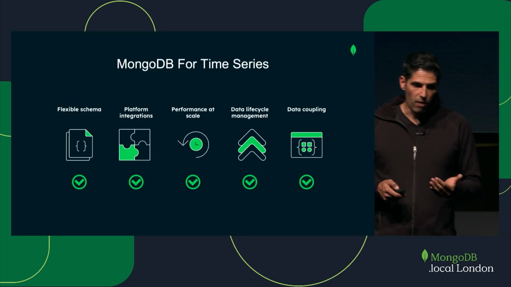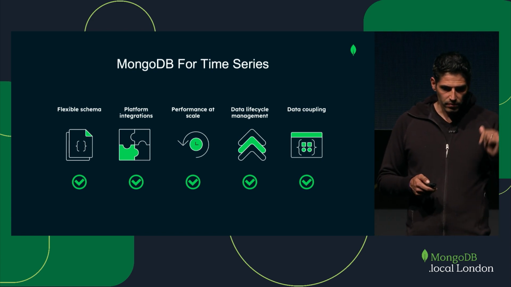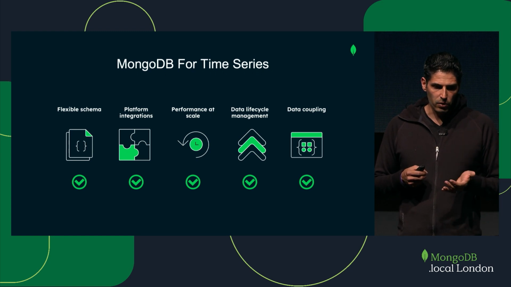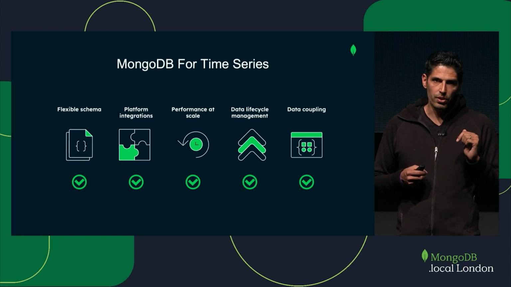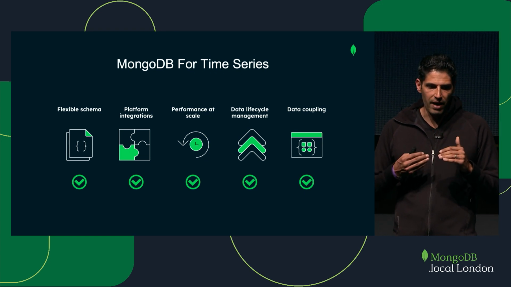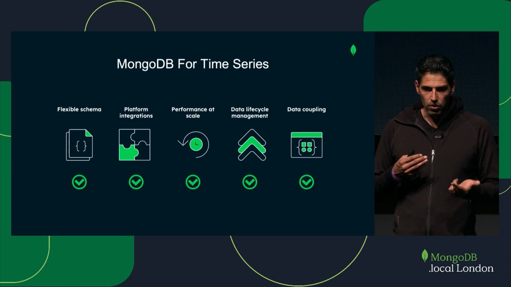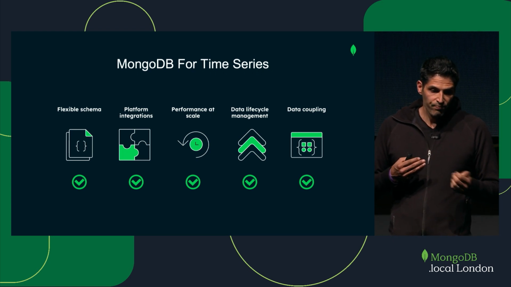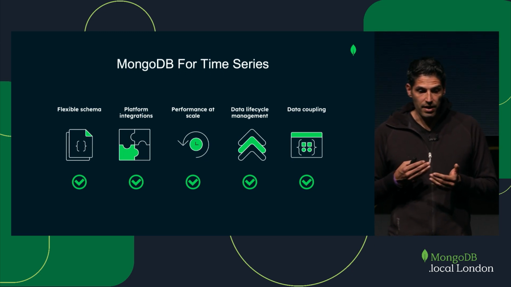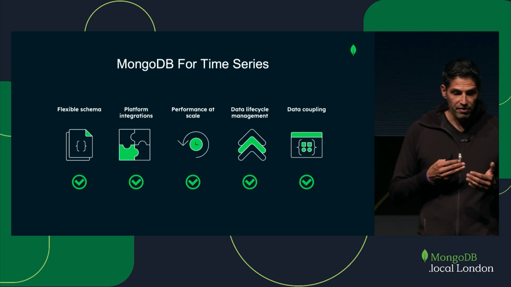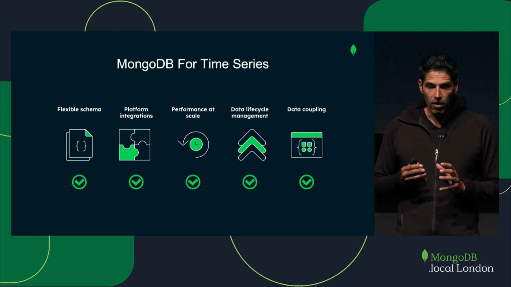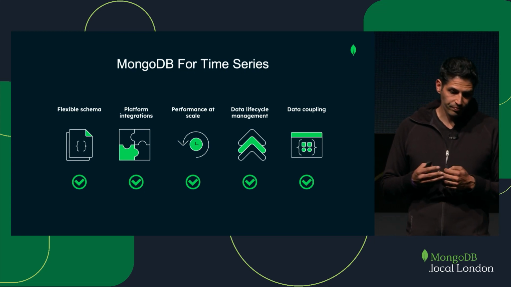So when we talk about MongoDB for time series, you can have flexible schemas. So you can use rich data models. You can change your models faster. You can also include objects or arrays if you wish. Platform integrations, I already talked about online archive, charts, all the things you get aside from time series itself.